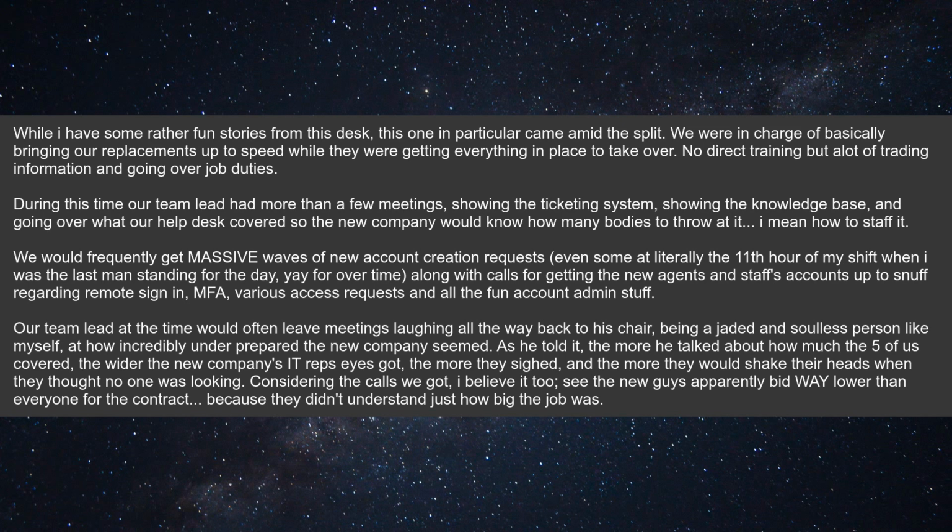During this time our team lead had more than a few meetings, showing the ticketing system, showing the knowledge base, and going over what our help desk covered so the new company would know how many bodies to throw at it, I mean how to staff it. We would frequently get massive waves of new account creation requests, even some at literally the 11th hour of my shift when I was the last man standing for the day, yay for overtime, along with calls for getting the new agents and staff's accounts up to snuff regarding remote sign-in, MFA, various access requests and all the fun account admin stuff.